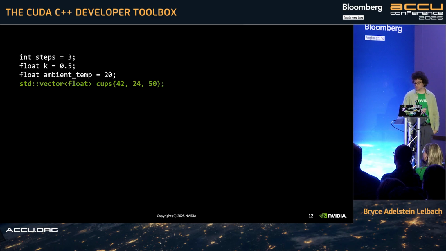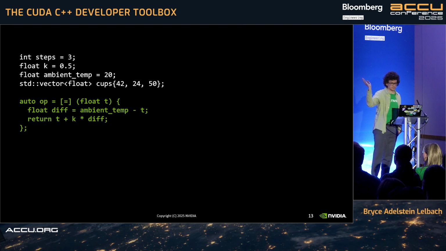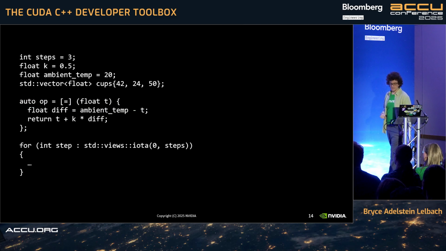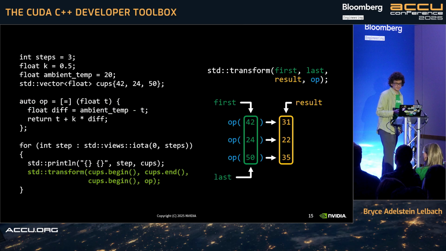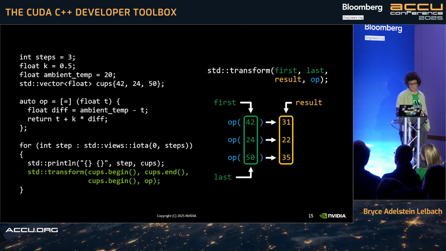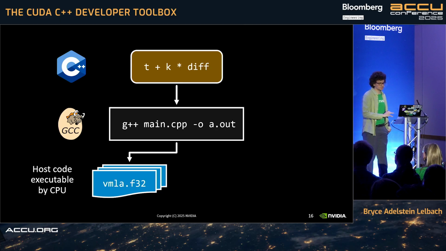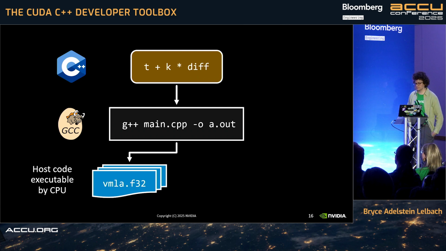In standard C++, we would represent our cups with a std::vector of floats. And then next, we define our per-cup cooling operator with a C++ lambda, which is just a way of defining a function object in C++. And then for each time step, we apply the operator to all of our cups using one of the standard C++ algorithms, std::transform. When we compile this standard C++ code, our compiler lowers each function and operation to the appropriate instruction set for the target processor.